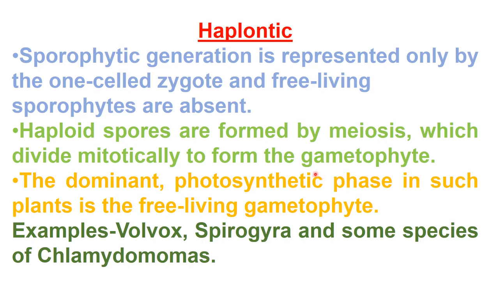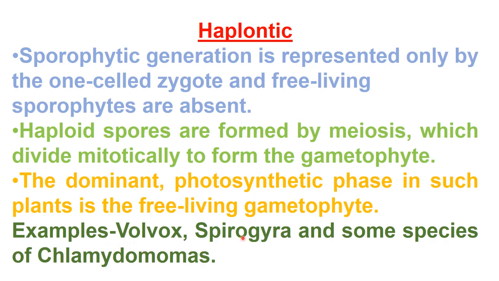Why? Because the gametophyte is a haploid structure and the sporophyte is a diploid structure. In these plants, which phase is dominant? The gametophytic phase is dominant, the dominant and photosynthetic phase, and this gametophyte is haploid. That's why the name of this life cycle is haplontic life cycle, because the haploid structure is dominant here, not the diploid structure.